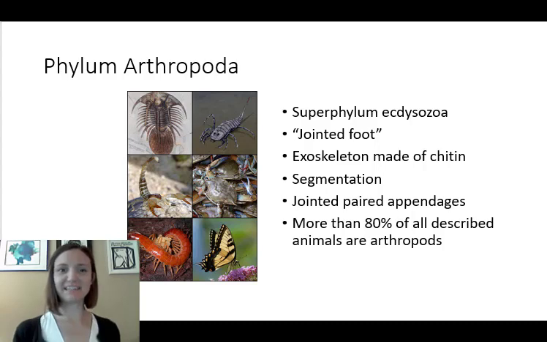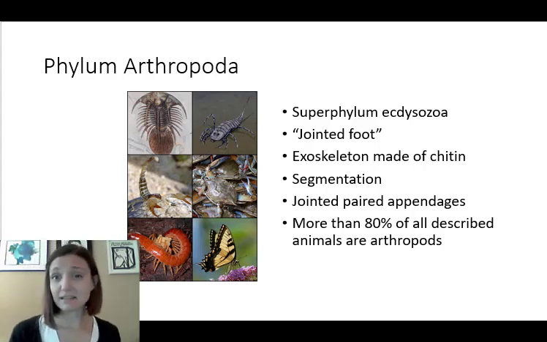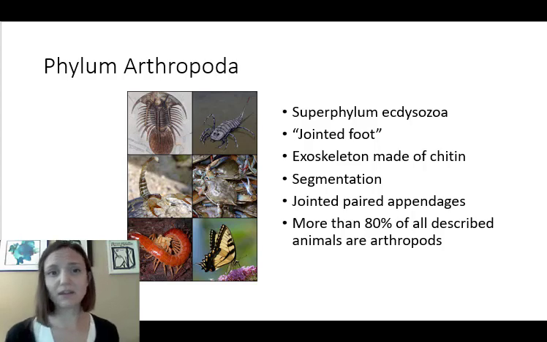Let's get ready for our next phylum, Phylum Arthropoda. So the arthropods, these are commonly known as the insects. These are the most common group within Phylum Arthropoda. Crustaceans would also be in here as well, scorpions, spiders, things of that nature.